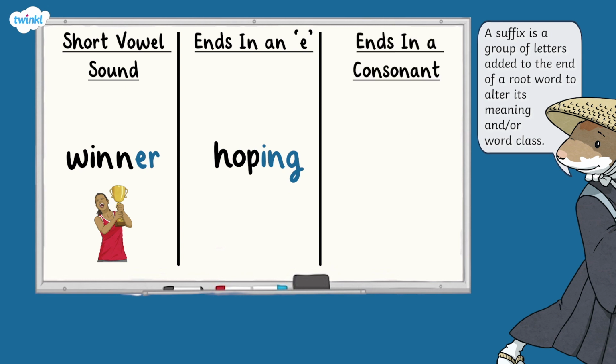Sometimes the root word may end in a consonant, followed by a Y, as in the word cry. In these cases, we change the Y to an I before adding the suffix. Cry becomes crier when the ER is added.